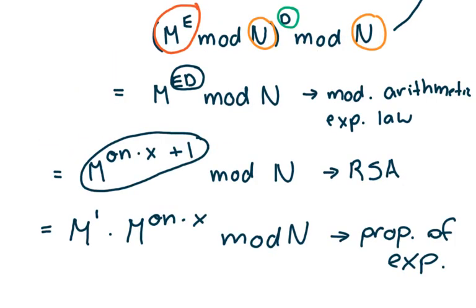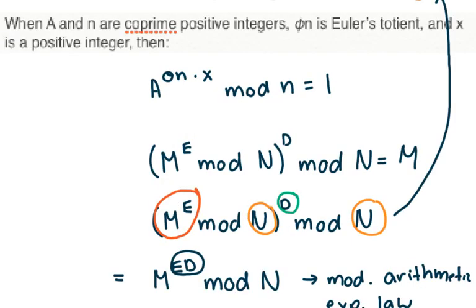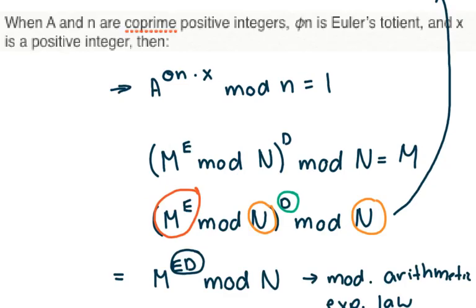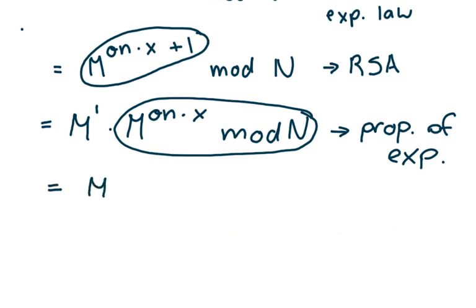Now, Euler's theorem told us that when a and n are coprime positive integers, phi n is Euler's totient, and x is a positive integer, then a to the phi n times x power mod n is equal to 1. So we have that exact same thing right over here. We have m to the phi n times x power mod n. Euler's theorem says that we can simply simplify that to 1. So now we have m to the first power times 1, and that's because of Euler's theorem. And m to the first power times 1 is, of course, simply m.